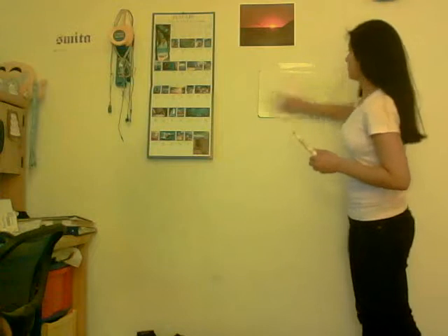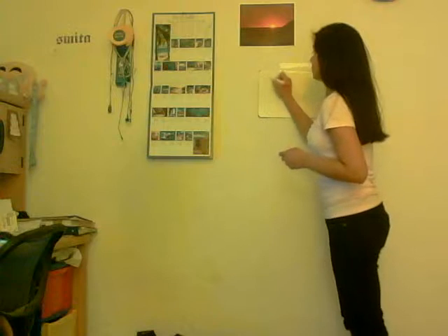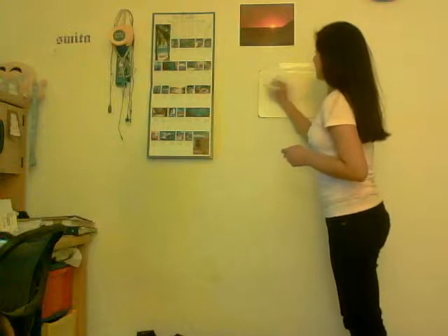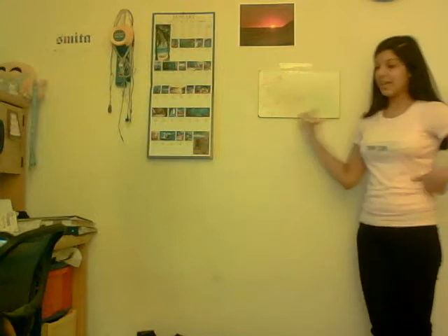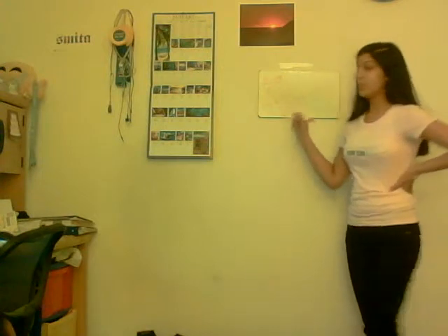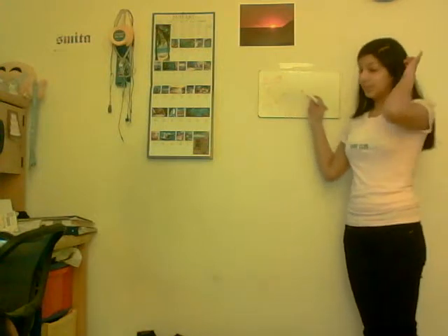Okay, now we're going to talk about 3 more types of triangles. First, we have an acute triangle. In an acute triangle, all 3 angles are less than 90 degrees. Okay, so all 3 angles are acute angles.